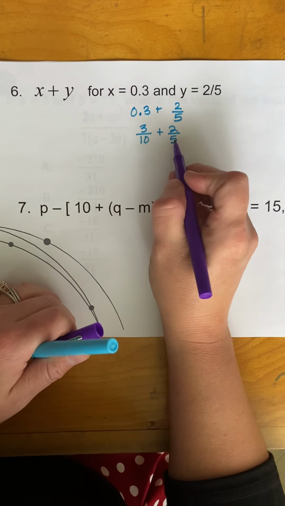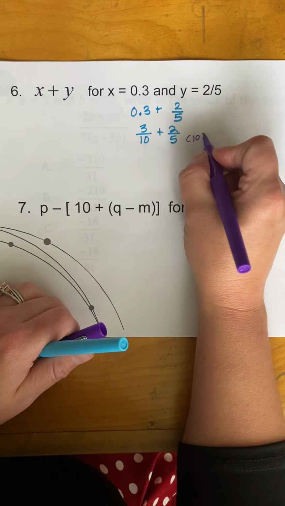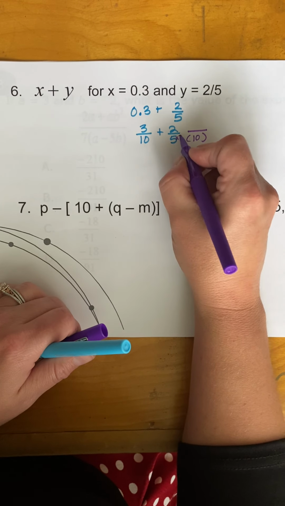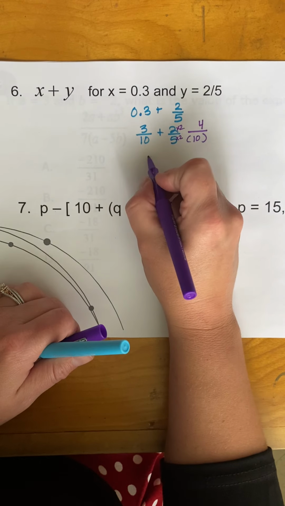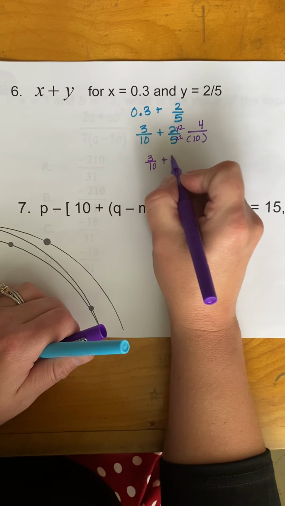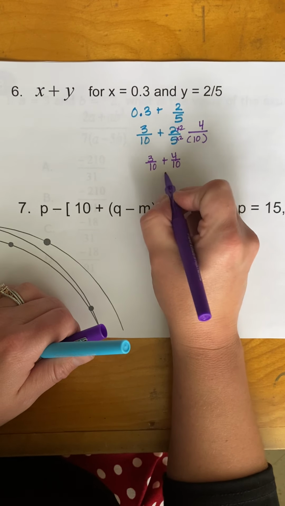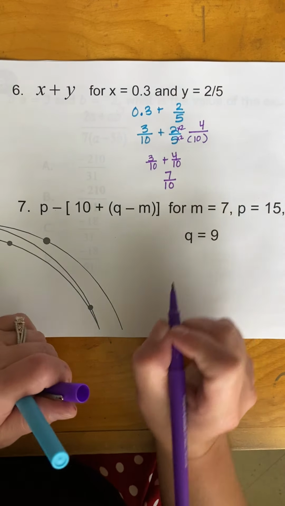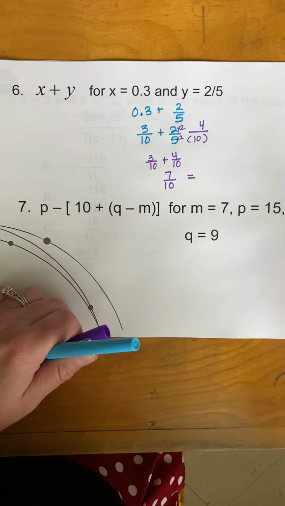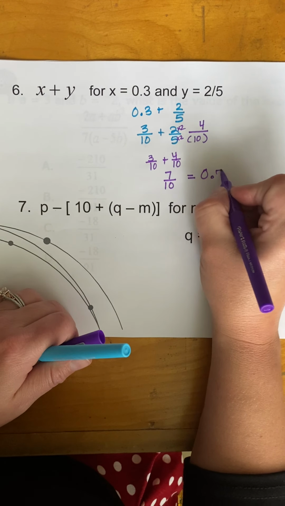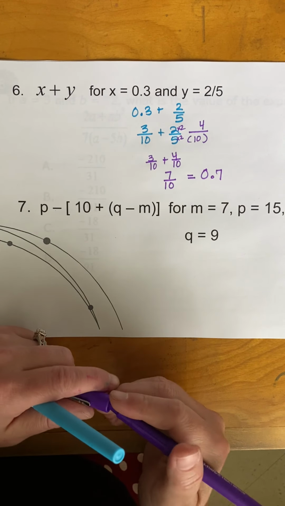So the LCD for 10 and 5 would be 10. To get 5 to be 10, I multiplied by 2. 2 times 2 is 4. So now we have 3/10 plus 4/10, which would be 7/10. 7/10 is the same thing as 7 in the tenths place, which would be 0.7.